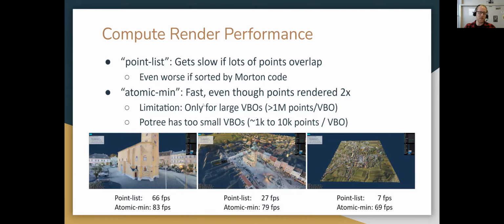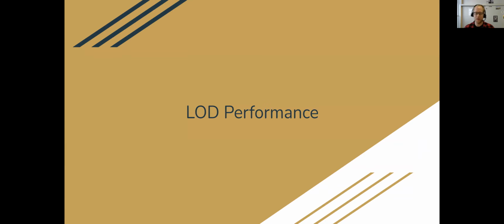Also, there's a limitation for that. It only works really well if you have a large amount of points in a vertex buffer, about 1 million. This is not yet the case for the LOD structure in Potree, which has about 1,000 to 10,000 in a vertex buffer. So it's not yet useful for LOD rendering, but it's already very useful for rendering very large point cloud models without LOD.